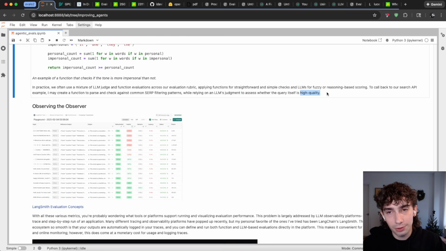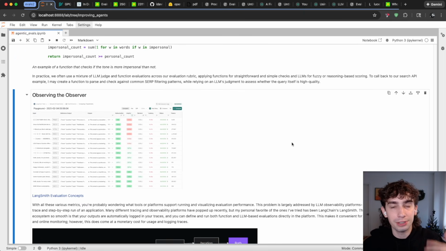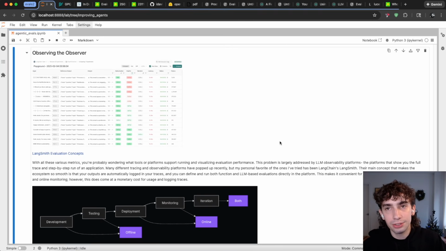The definition of high quality here would have been defined as I evaluate it and then align the language model judge towards my performance. So with all of our metrics defined and now able to scale via functions and language model judges, what you're probably wondering is what platforms or software allow this. And this is largely addressed by this new suite of platforms that offer language model observability.